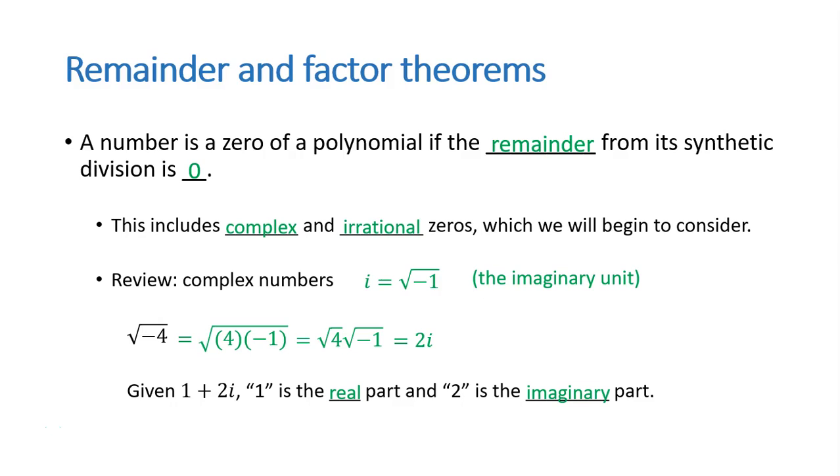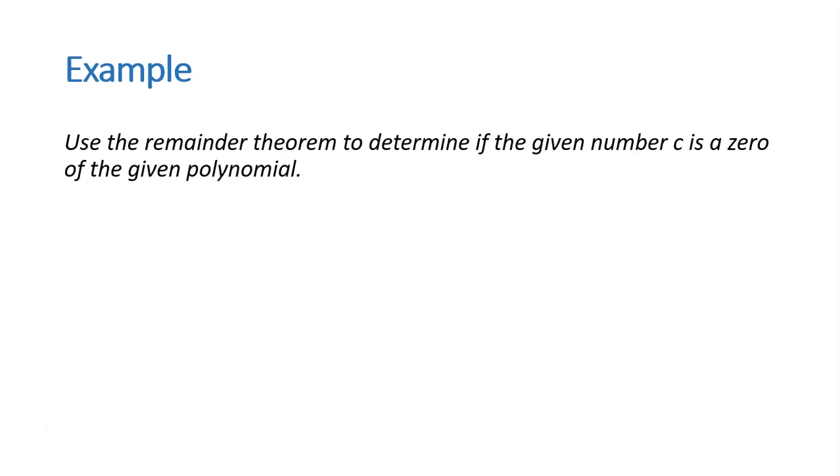In other words, if it represents an x-intercept from that polynomial, if we were to graph it in the coordinate plane. So we're going to do this with pretty numbers, and we're also going to try this with irrational numbers and complex numbers. So let's try a few. So here's our first problem.